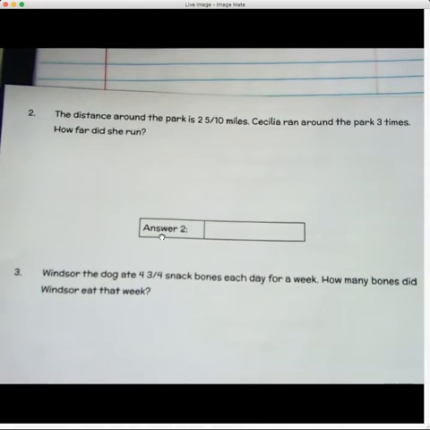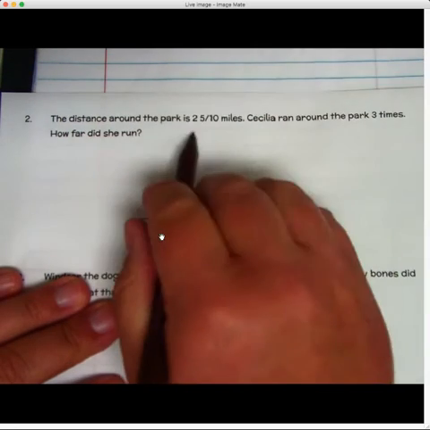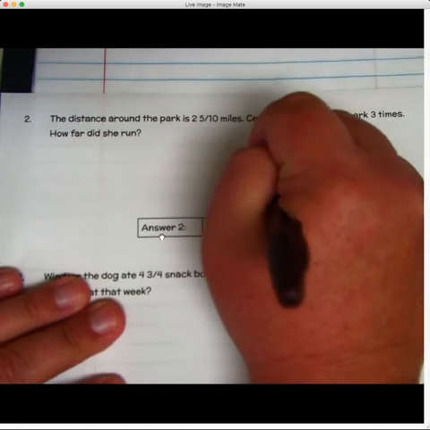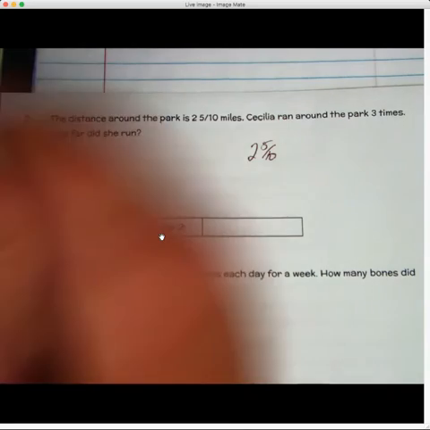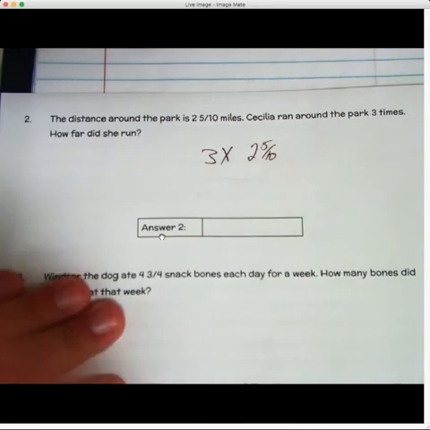The distance around the ballpark is 2 5/10 miles. Cecilia ran around it 3 times. How far did she run? Well, that's saying 2 5/10 is how many it is one time. She ran 3 times that. So we're going to do this the same way.